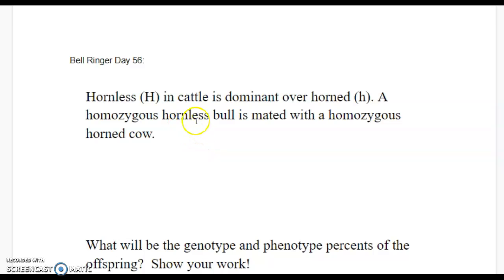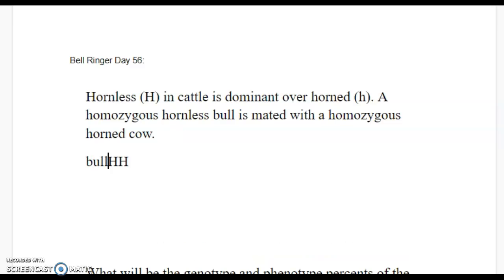So for our homozygous hornless bull, its genotype is going to be big H, big H. Okay, that would be our bull. And then it says it's mated with a homozygous horned cow. Well, horns are recessive in this case. Homozygous means both alleles are the same. So the cow is going to be little h, little h.